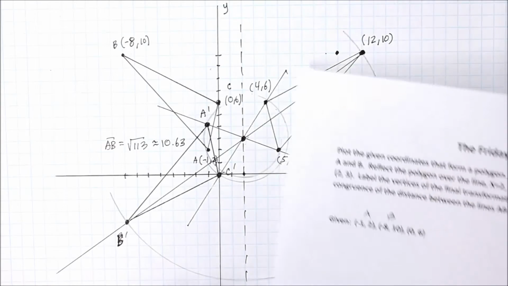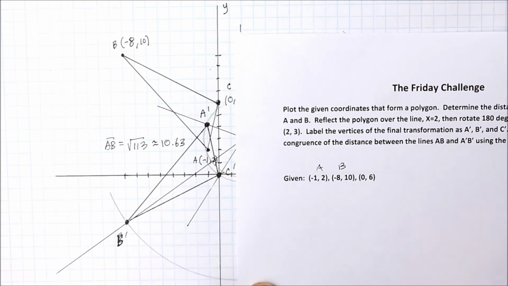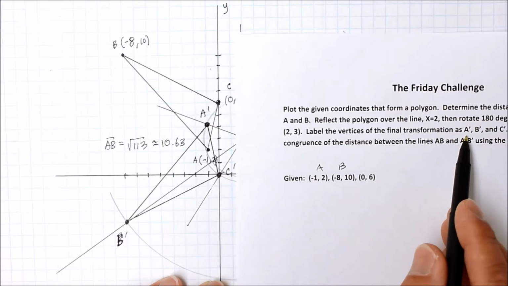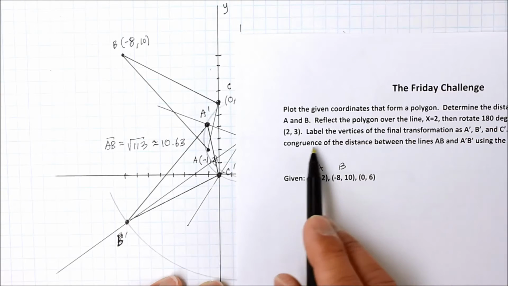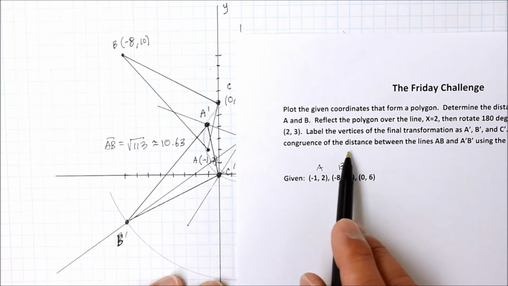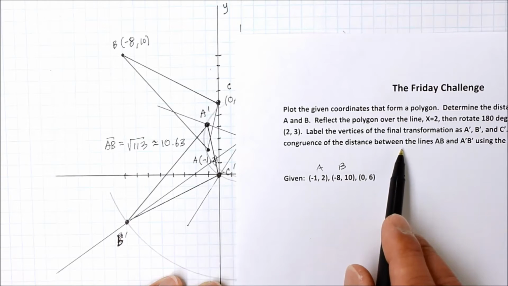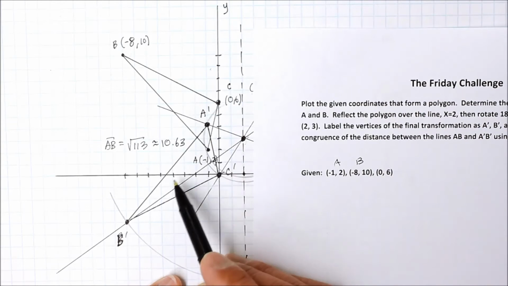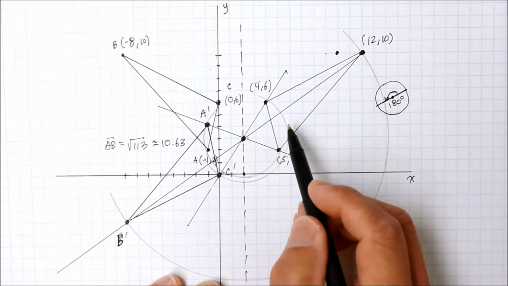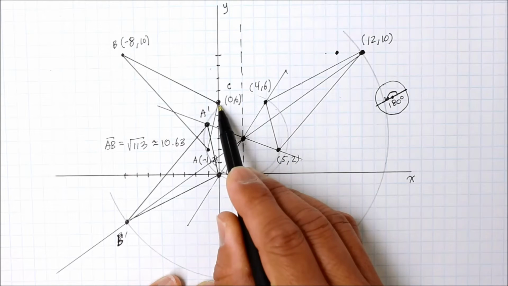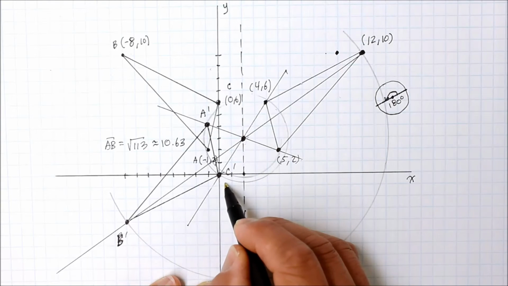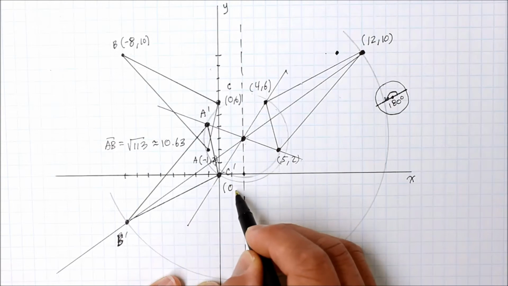So now we're going to do the last part of this Friday challenge that I gave to my students: label the vertices of the final transformation as A prime, B prime, and C prime. And then we'll prove the congruence to see that the isometry has been demonstrated by using the distance formula again, this time between the new A and the B. Okay, so here we go. So the new locations for, let's see here, where was I? This was a C reflected over here, and once it's been rotated, this is C prime. So the new location for C prime is going to be, what do you know, at (0, 0).